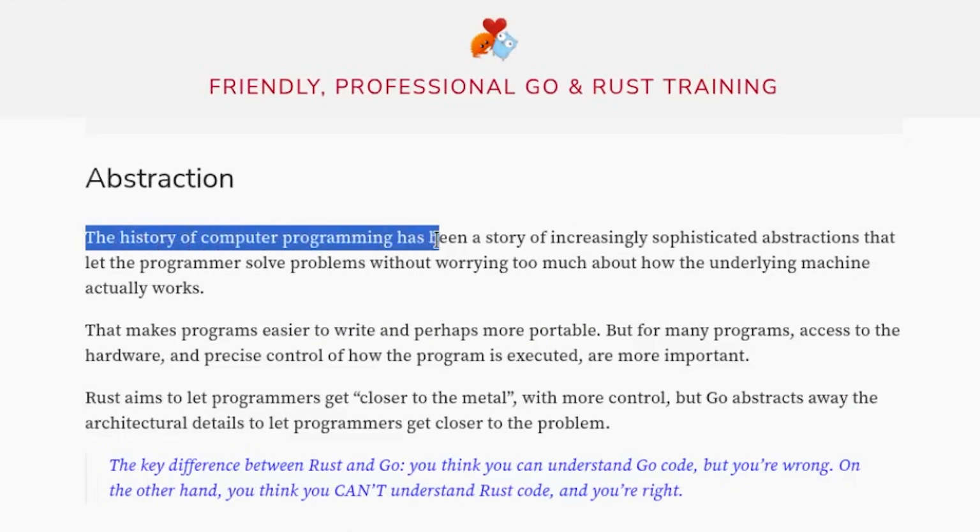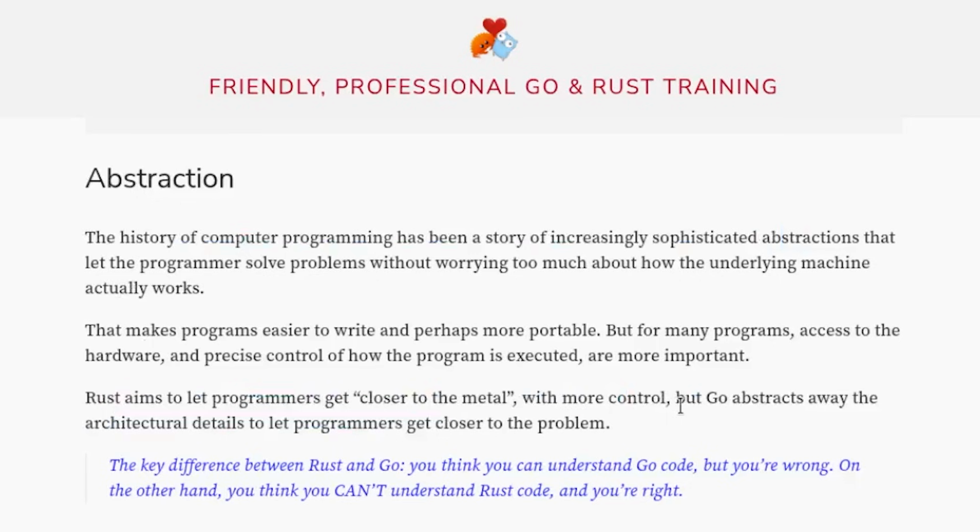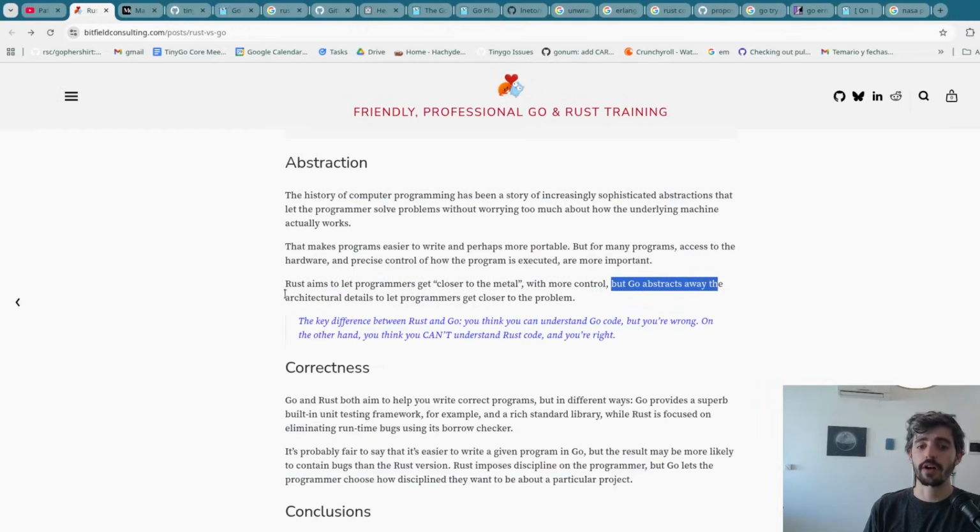The history of computing programming has been a story of increasingly sophisticated abstractions that let the programmers solve problems without worrying too much about how the underlying machine actually works. That makes programs easier to write and perhaps more portable. But for many programs, access to the hardware and precise control of how the program is executed are more important. Rust aims to let programmers get closer to the metal with more control, but Go abstracts away the architectural details that let programmers get closer to the program.